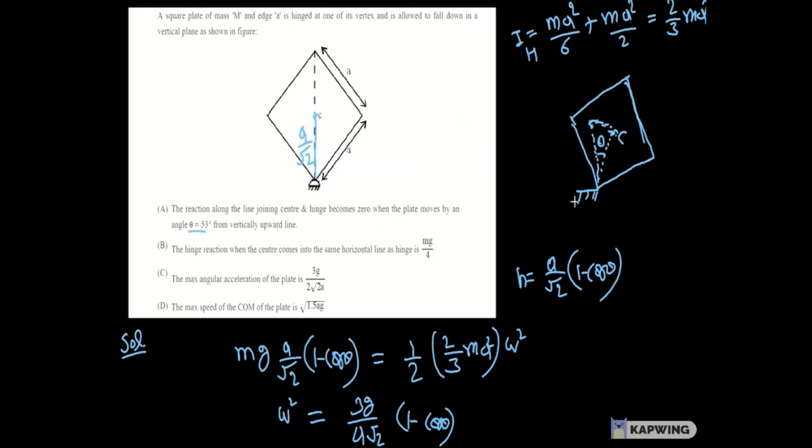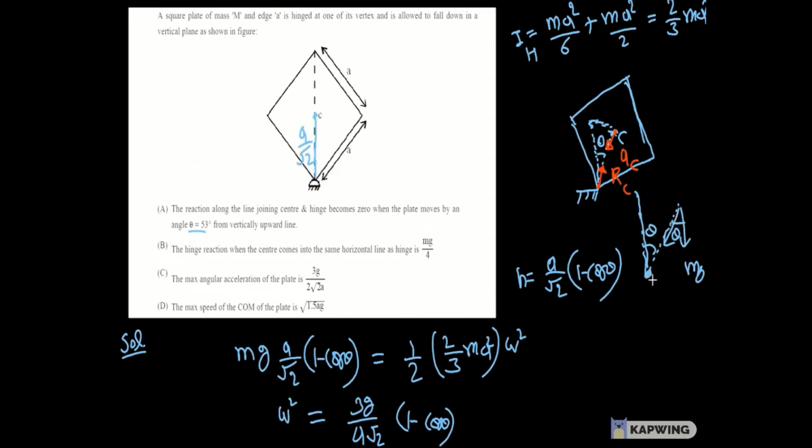hinge. Suppose that force is RC along the line joining hinge and center, and the acceleration of the center of mass in this direction will be towards the hinge, that will be the centripetal acceleration AC, and there will be a component of mg along this line, and that component will be mg cos theta. As you can see, this line is making angle theta with vertical, so there will be a component of mg also along this line, and that will be mg cos theta.